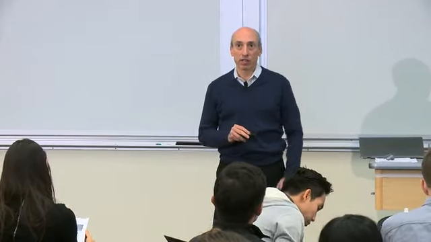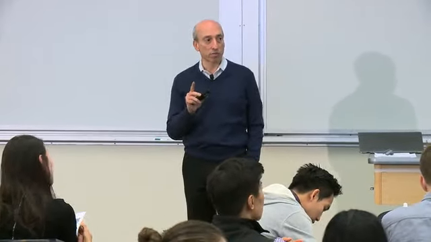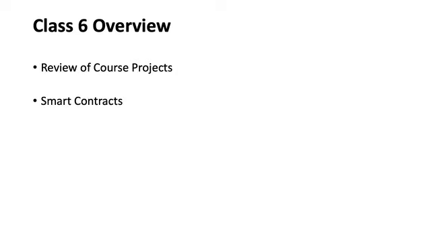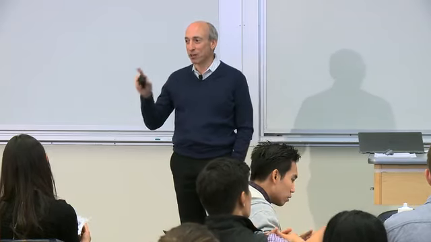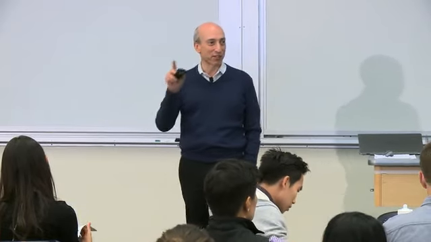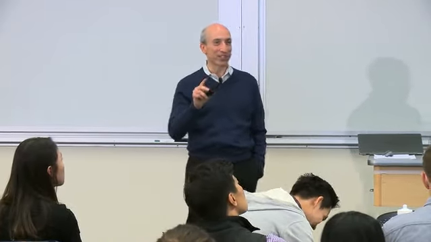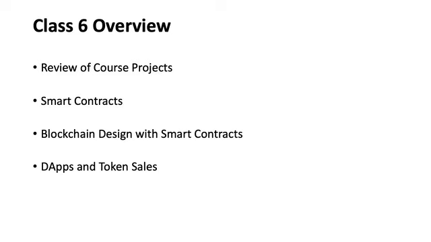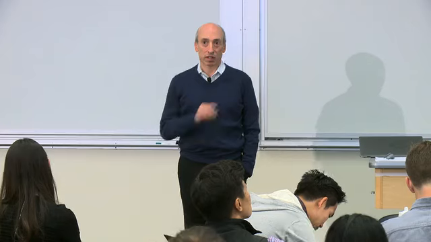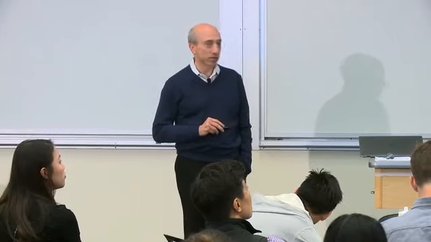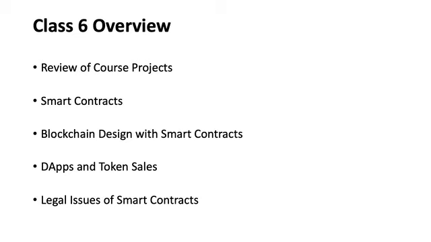As I said, I want to start with a little administrative because we are on the 6th class. I'm going to review a bit about the projects very quickly. We're going to do smart contracts, the design features. Yes, we're going to go back a little bit to hash functions and Merkle trees, but not too much. Then DApps, which are basically decentralized applications, and token sales. Larry's going to take us through legal issues, and then we'll sum it all up.